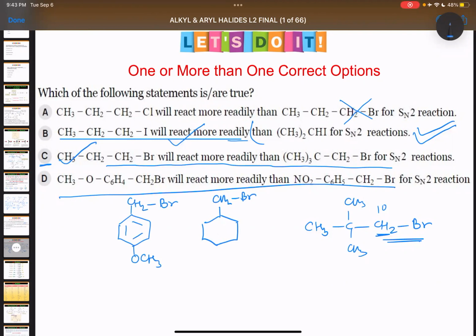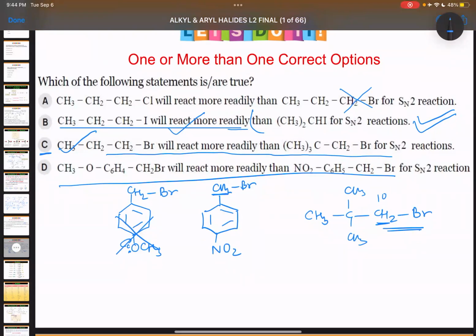So which one will react more readily? Sir, the second one, NO2. Why? Because it is an electron withdrawing group. Yeah, it will increase the rate of nucleophilic substitution reaction. Good. And this is an electron donating group, so will it react more readily? No. So this one is incorrect. So the right answer is going to be B and C option. Okay.